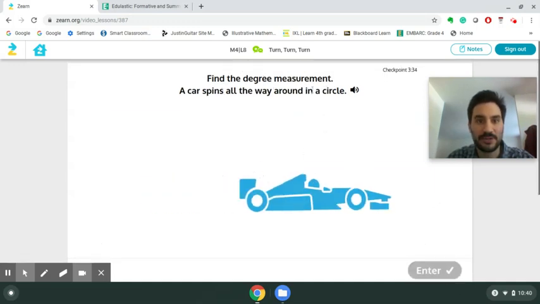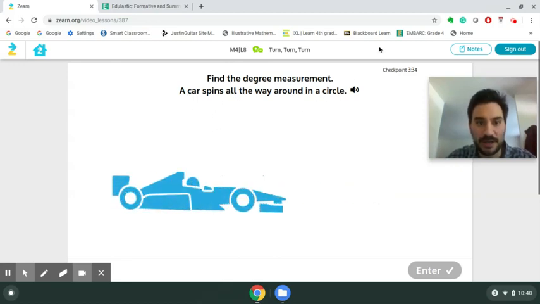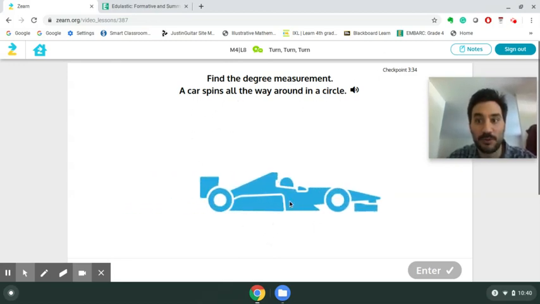All right, find the degree measurement. A car spins all the way around in a circle. This looks like a race car, Formula One maybe. Who likes racing? Raise your hand. Yeah, I like racing too. I like to drive fast, but not too fast. I don't like to be dangerous.